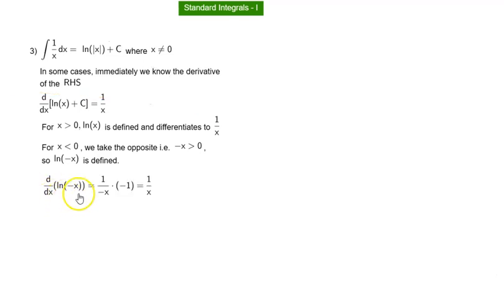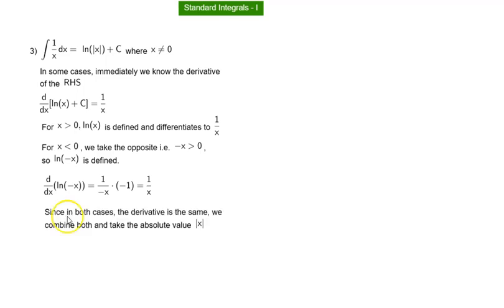Derivative of natural log of minus x is equal to 1 by minus x times the derivative of minus x, which is minus 1, which is equal to 1 by x. So in both the cases, the derivative is the same, but remember here, x is negative. Which means the sign will be different. So here the sign will be minus. Here the sign is plus. But the values remain the same.